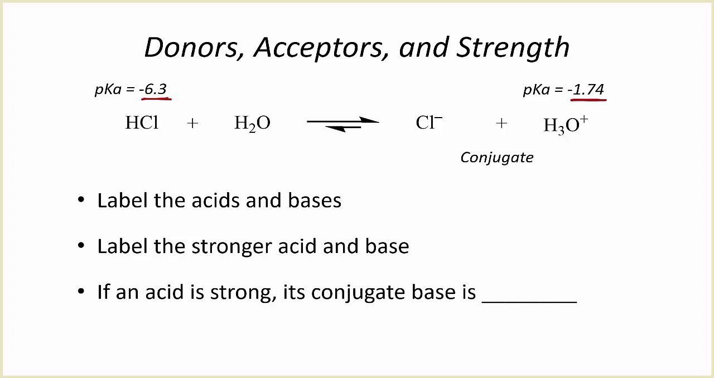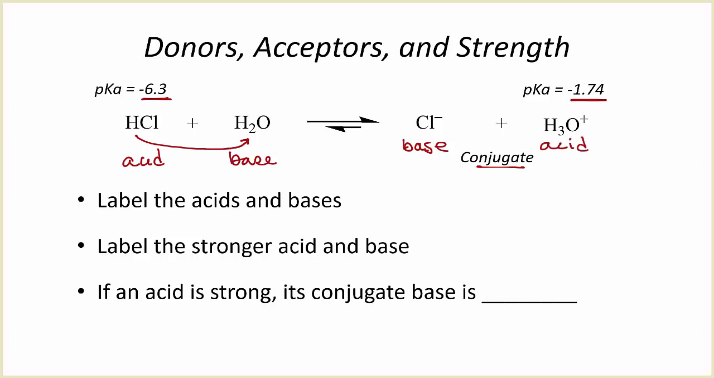Now, the donor is HCl. That is, the hydrogen is pushed onto the water, and that means this is my acid. This is my base. This is my conjugate base. I wrote conjugate over here so I could avoid writing it. And then this is my conjugate acid.